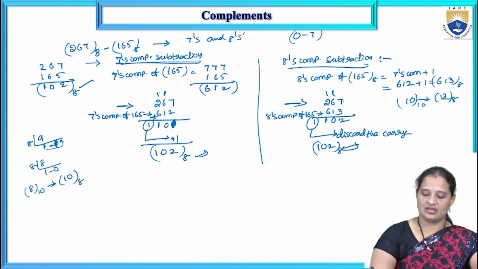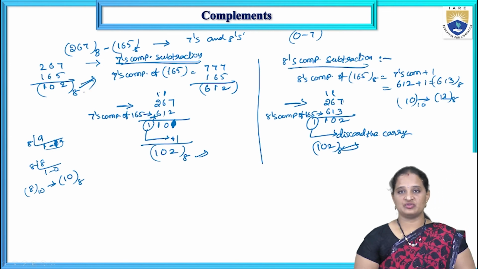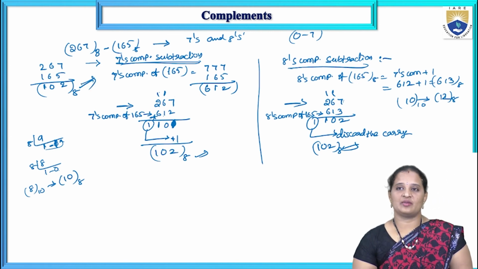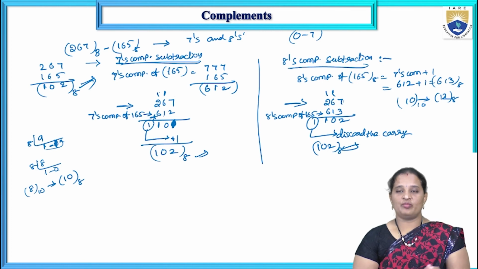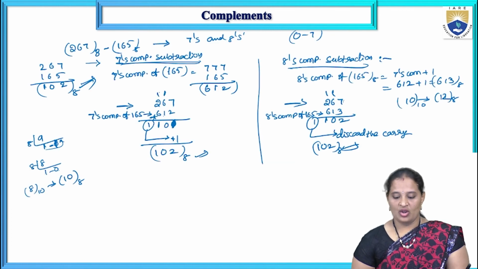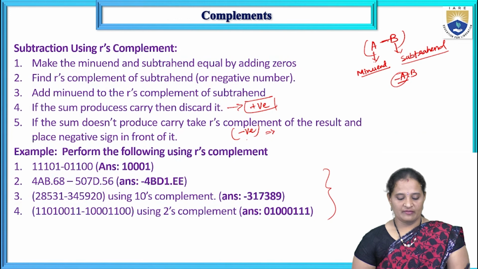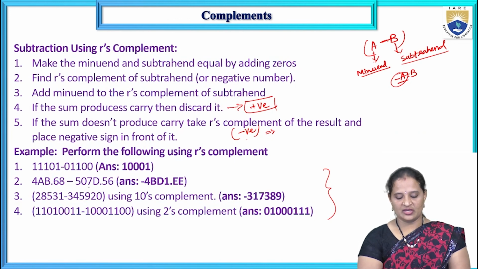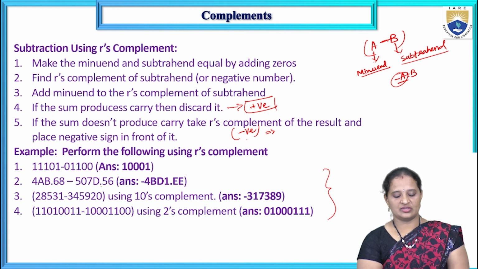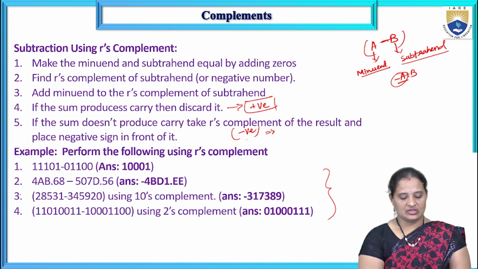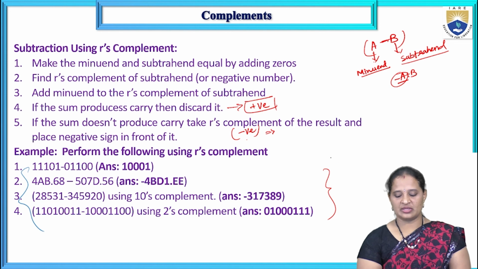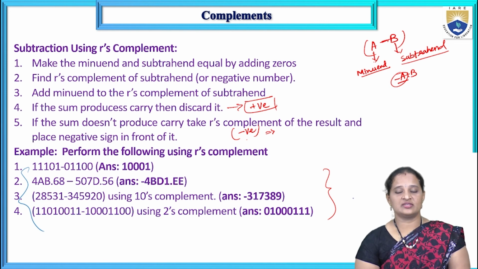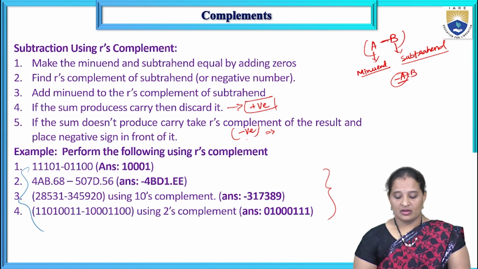So this is the way of performing the subtraction using r's complement and r minus 1's complement. I hope it is clear to you all. Even you can try some more problems here, that is 4AB0.68 minus 507D.56. You can try this, and if you have any doubt, you can just post it in the comment section so that I can revert back.